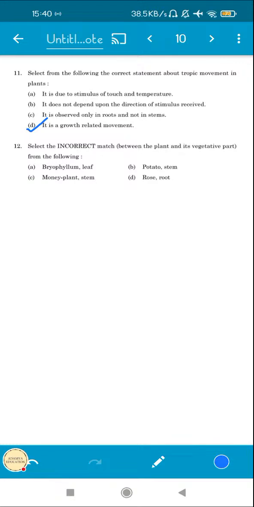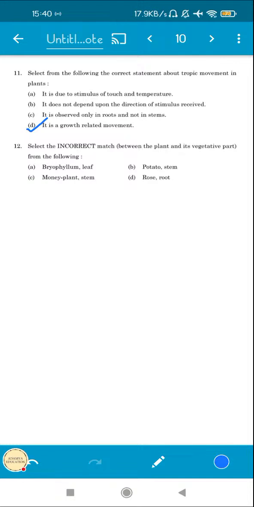It is observed only in roots and not in stems. This is also a wrong statement. Stems also show phototropism. So option D is the correct answer. Option number 12 is a very easy one. A person who loves gardening or who has a very slight idea of gardening also will be able to identify the incorrect option over here. Select the incorrect match between the plant and its vegetative part from the following.